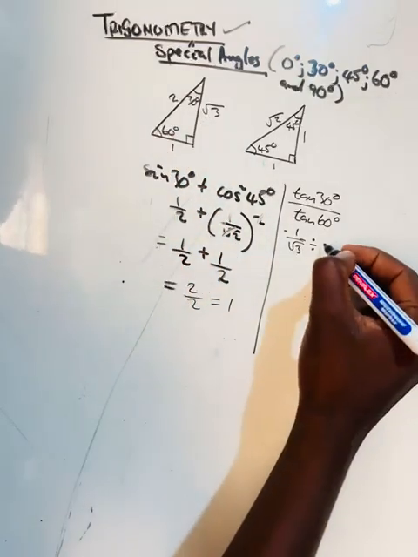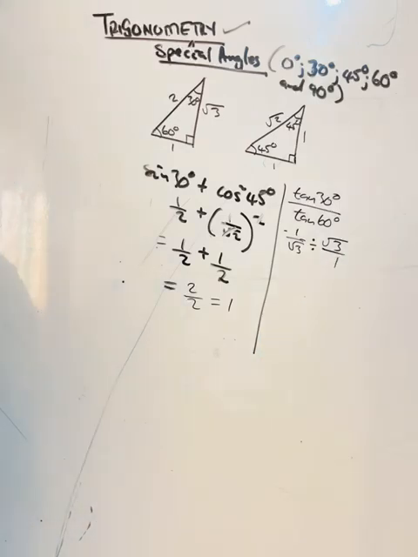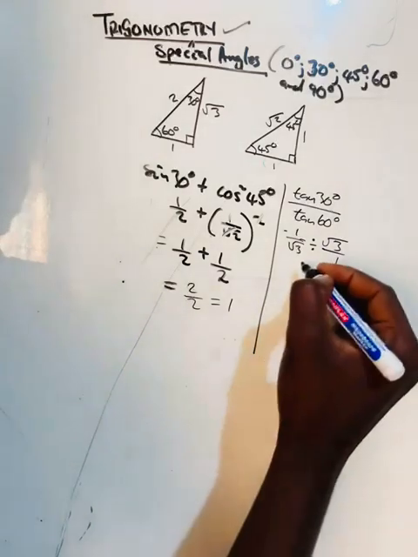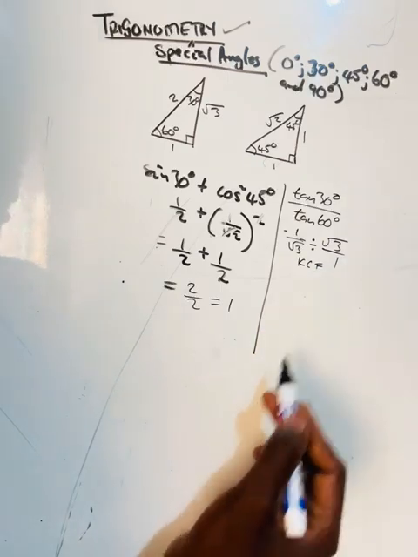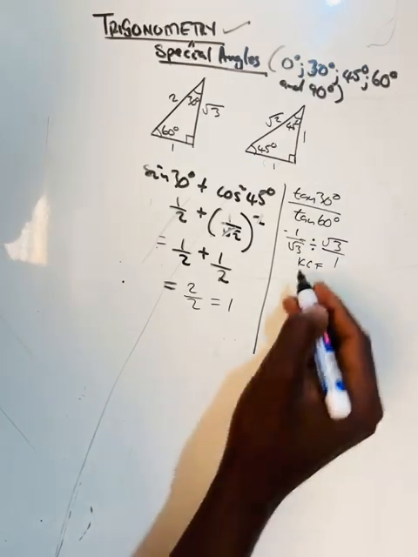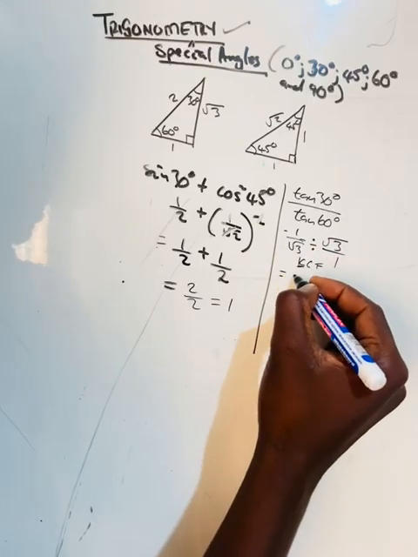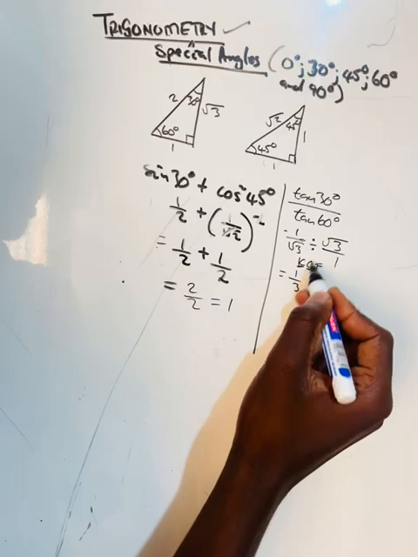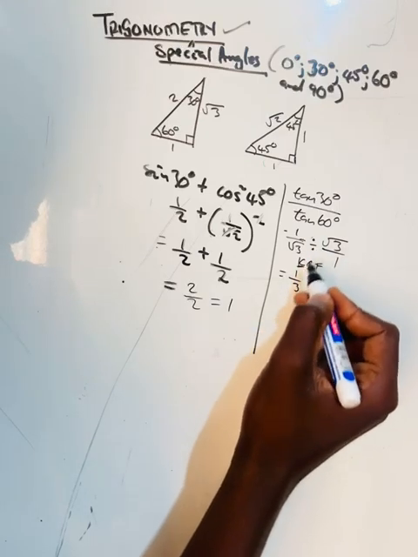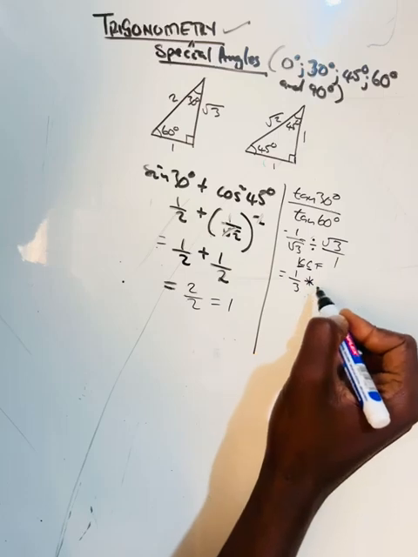So we have got square root of 3 over 1. Now, remember the KCF method? That's what we're going to use. The KCF method, what does it say? It says keep, meaning to say that the left term, we're going to write equal to 1 over 3. Then C simply states change. We're going to change this operation sign from division to multiplication.